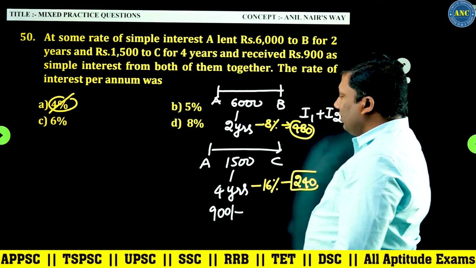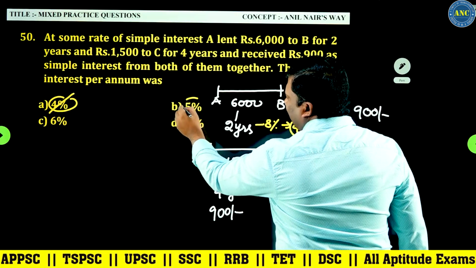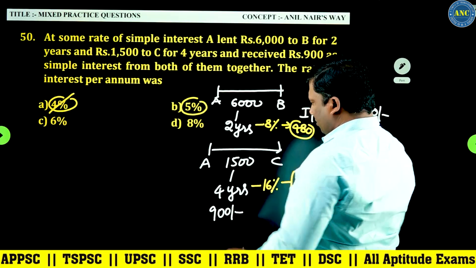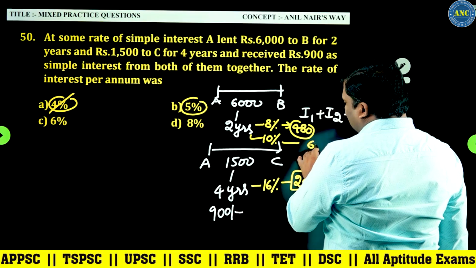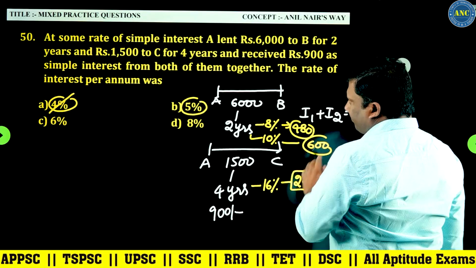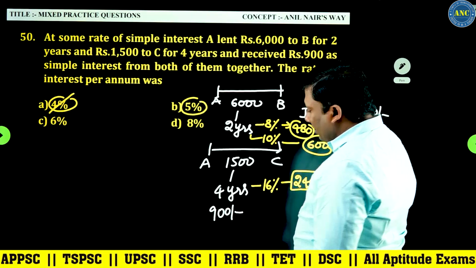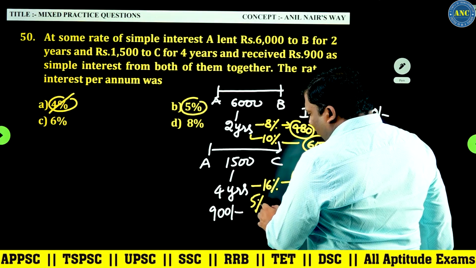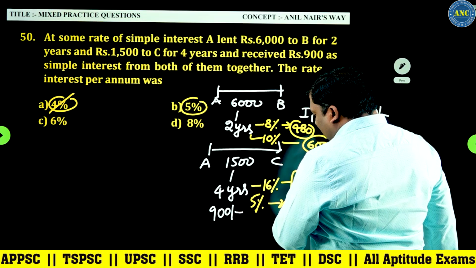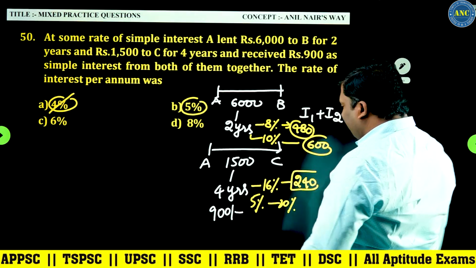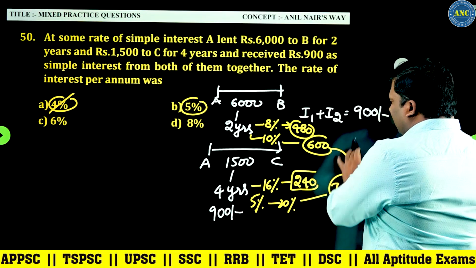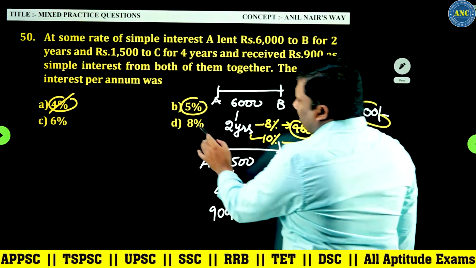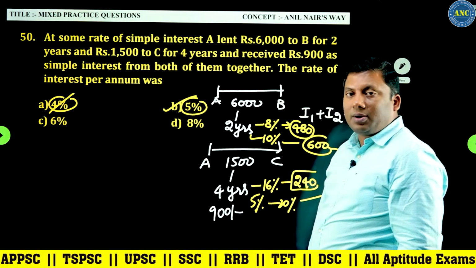The rate of interest every year is 5%. For 2 years, 10%. 10% of 6,000, it is 600. 5% per year, 4 years it is 20%. 20% of 1,500, it is 300. 600 plus 300 is 900. That means my answer is option B.